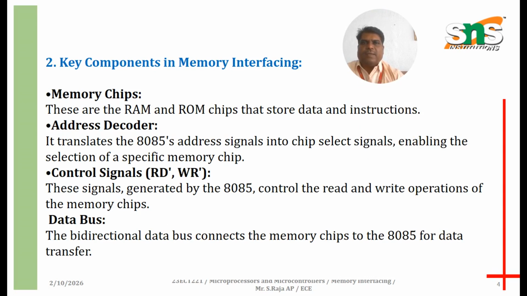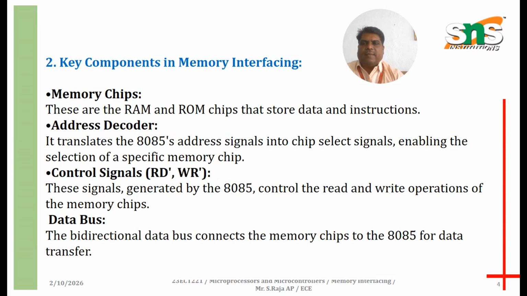Whenever we are going to interface external memory to the 8085 microprocessor, we need to consider 4 important parameters. One is the memory chips, second is the address decoder, third is the control signal, and fourth is the data bus. Memory chips: we know that in the 8085 two kinds of memory chips are used, one is RAM and another is ROM, which store data and instructions.